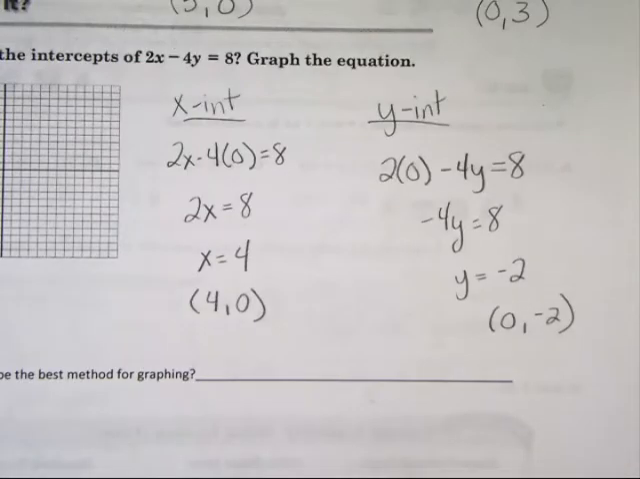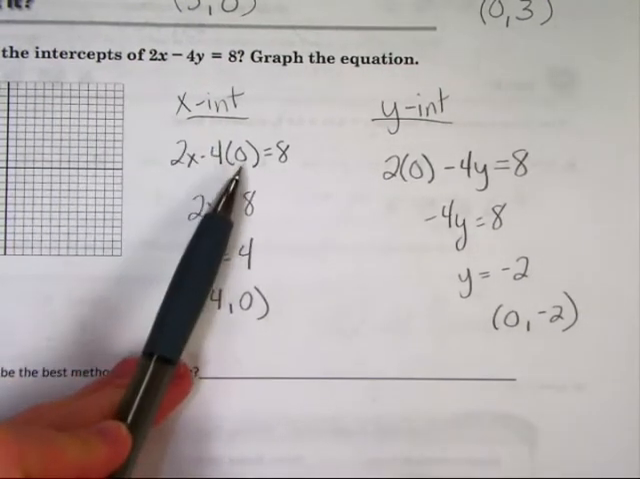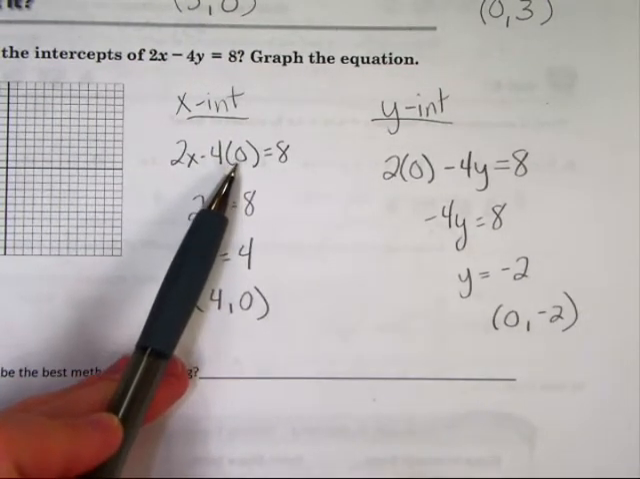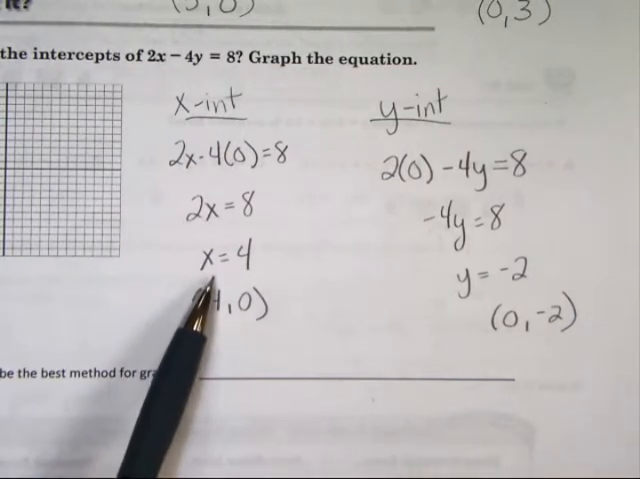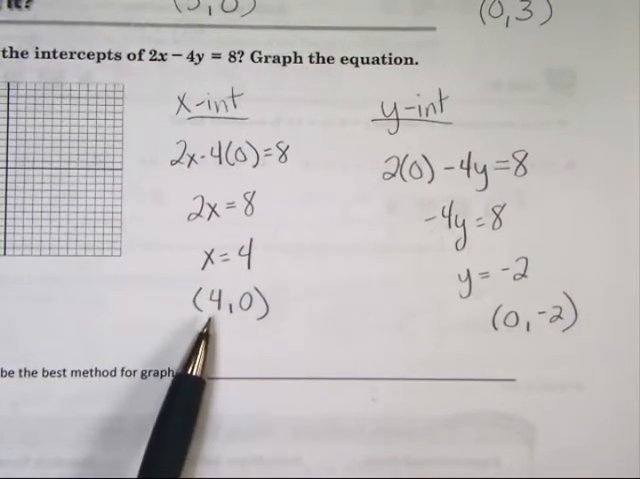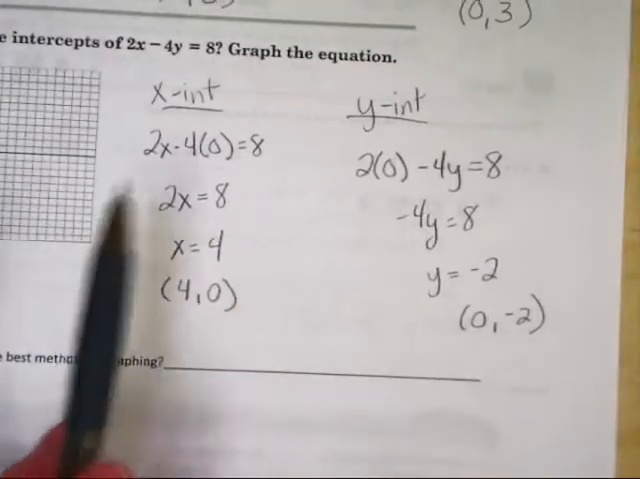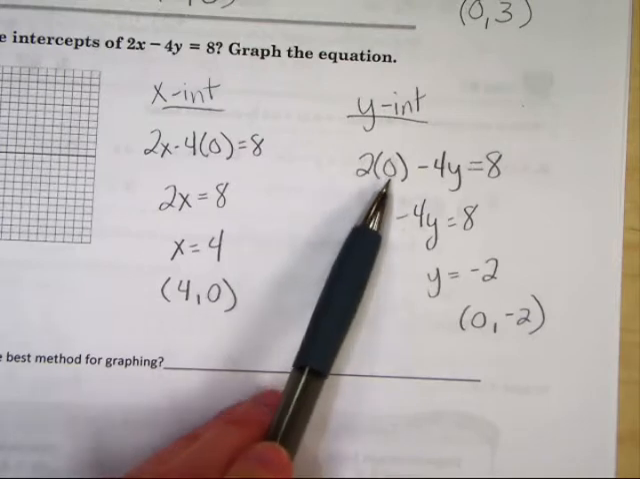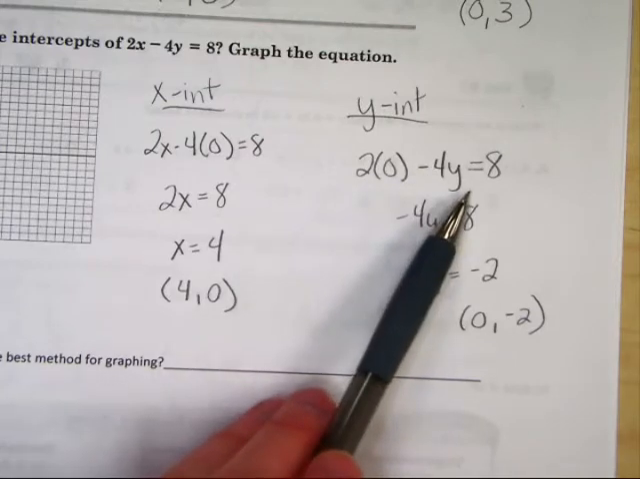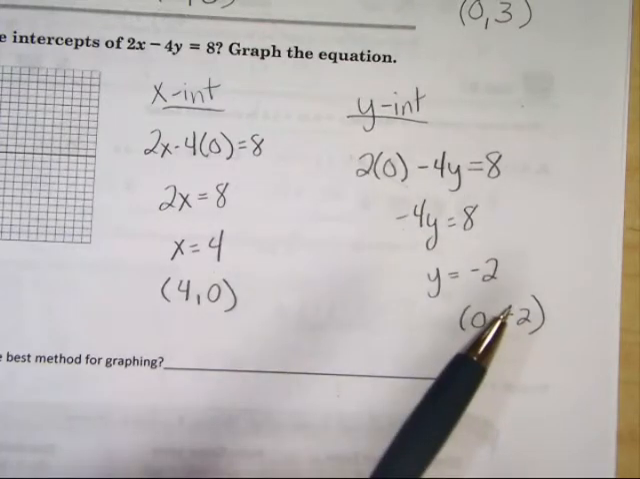Let's see how you did on your x and your y intercepts. For the x-intercepts, notice that y becomes 0. That cancels out and you get 2x equals 8. Divide and you get x equals 4. Make it a point and you get 4 comma 0. The y-intercept, x becomes 0. So you do 2 times 0 minus 4y equals 8. The 2 times 0 goes away.